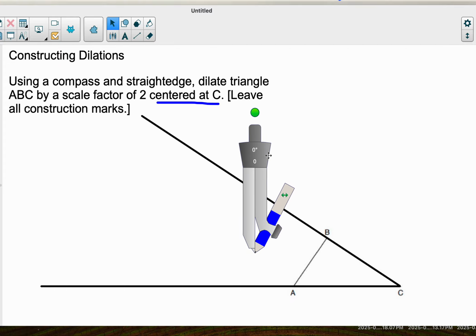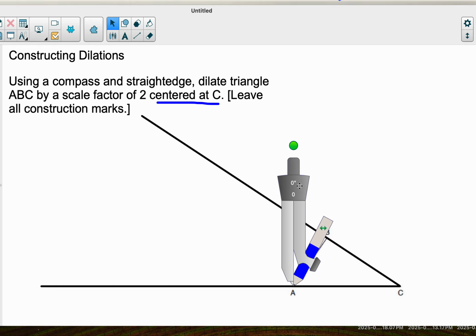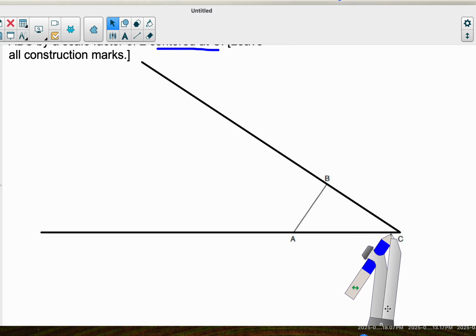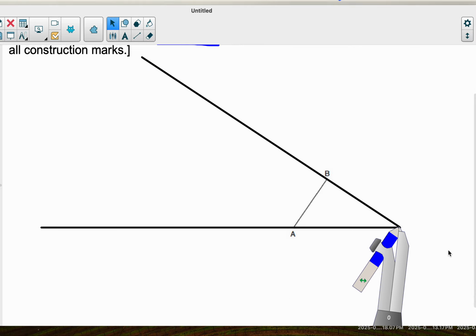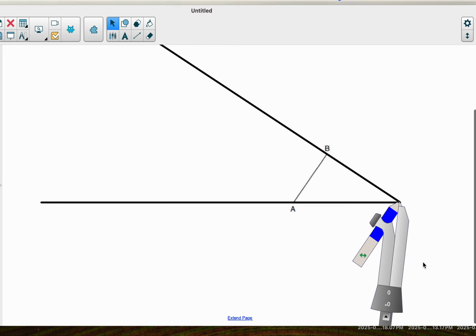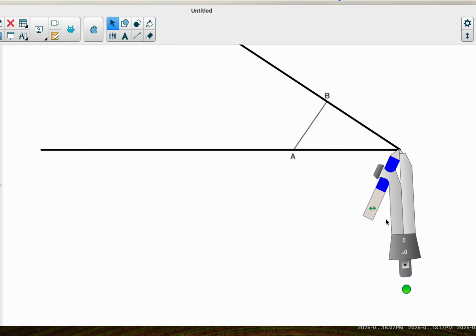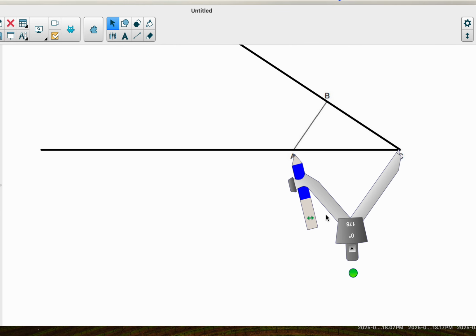Now let's actually find where A prime and B prime are. Let me spin this around because I want to put my compass point on point C. So I'm going to put my compass point on point C. There we go. Now I can move my compass, and I want to measure as best as I can to point A. Then I'm going to put a little arc to show I measured. So we're measuring how far point A is from the center of dilation.